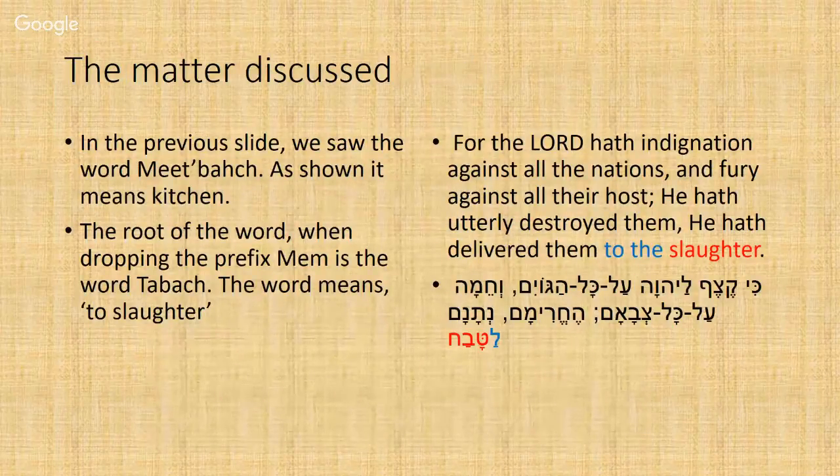In the previous slide, we saw the word mitbak. As shown, it means kitchen. The root of the word, when dropping the prefix mem, is the word tabak. The word tabak means to slaughter. All right. So, brothers and sisters, the verb tabak means to slaughter. When you put the prefix of the letter mem with it, it becomes the word mitbak. The word mitbak, as stated, means kitchen. Why? Because a kitchen, brothers and sisters, is a place in which you do slaughtering. All right.